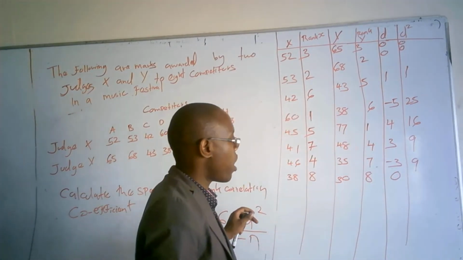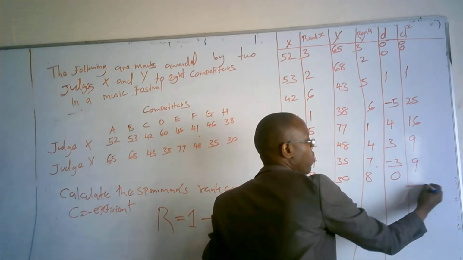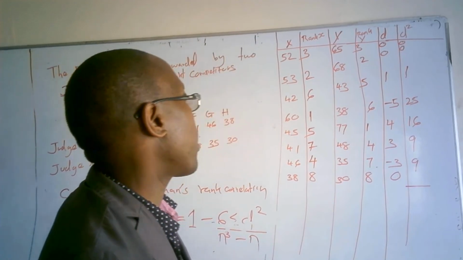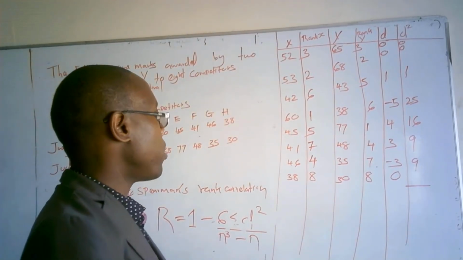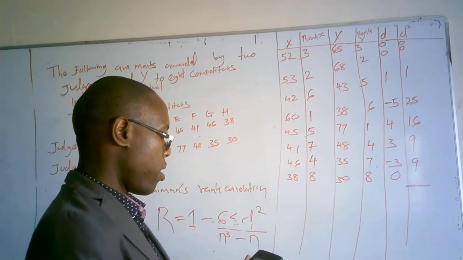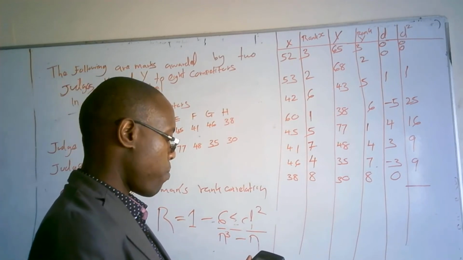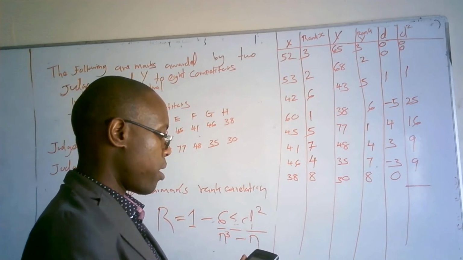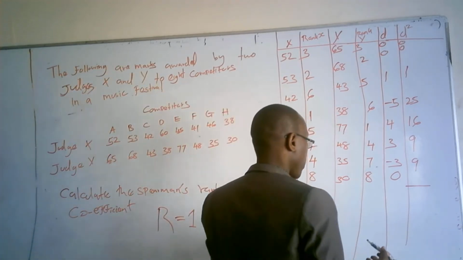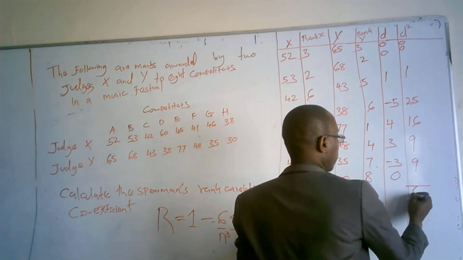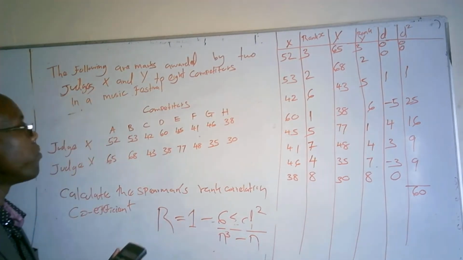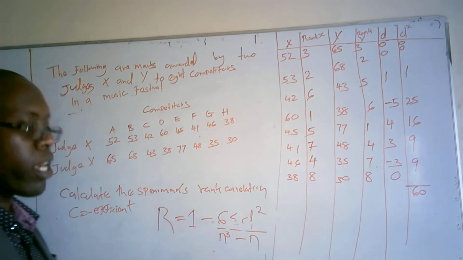So what we do now, we are going to add. So we'll be able to sum up. We are going to sum up our particular d, summation d. And if I sum it up there, I'm getting 60. So that's what I'm having here. So I'm going to have 60, which is going to be the summation d squared.